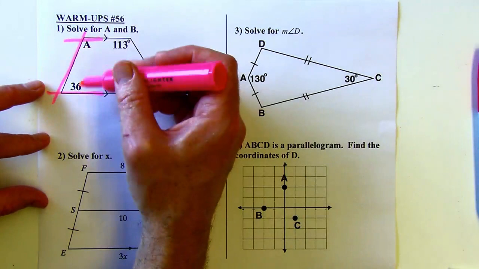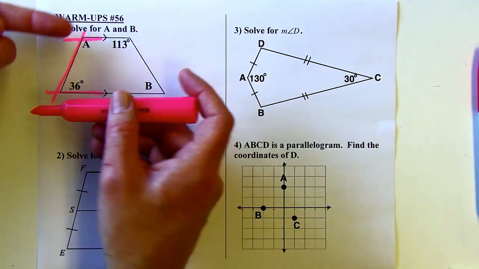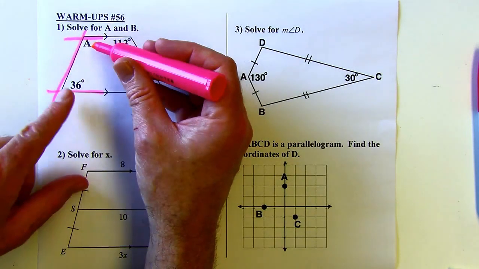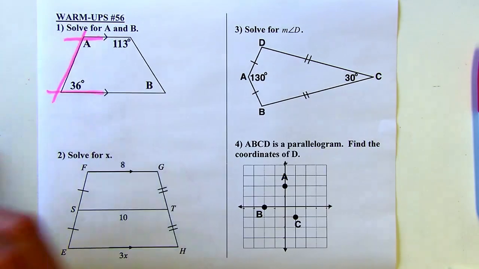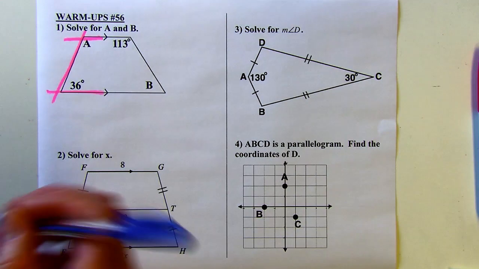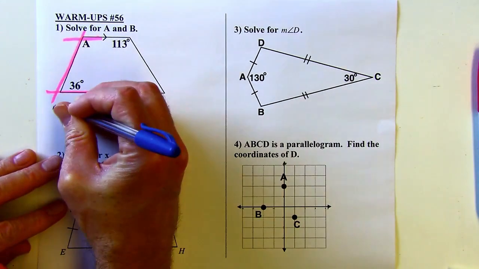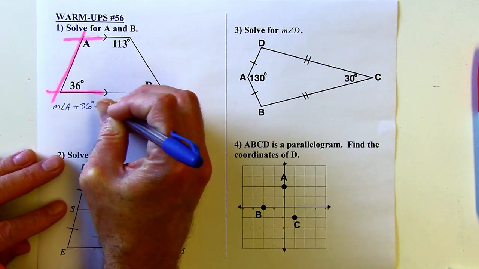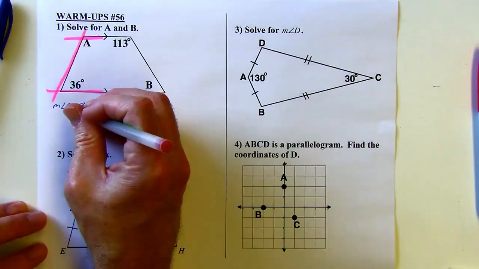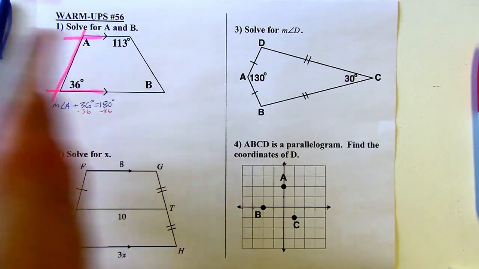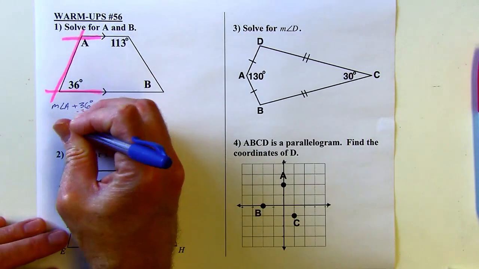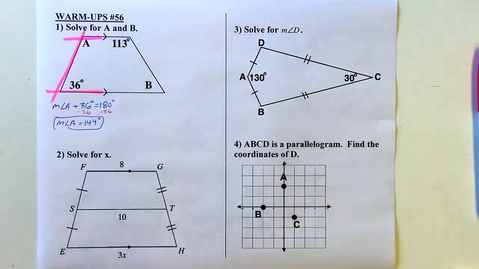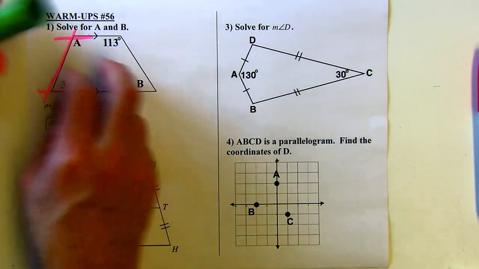Now, when I'm looking at trying to find A, my tracks are parallel, so these would be consecutive interior angles. They're not congruent because you can see this one's acute, that one's obtuse, but they are going to be supplementary. So I can say the measure of angle A plus 36 is going to equal 180. Okay, and now I can solve for angle A. So I'm going to get 144 degrees then for the measure of angle A. Not 113, right?